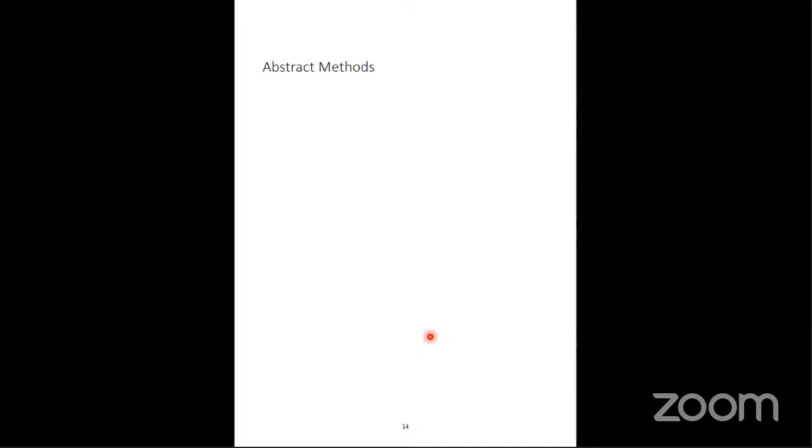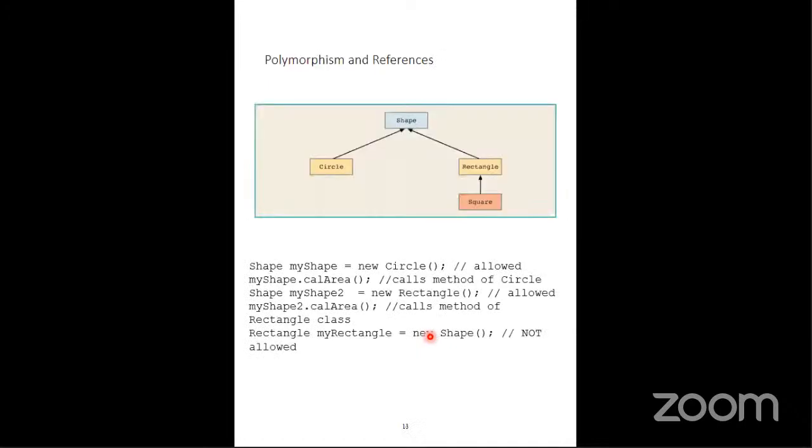Whenever you implement polymorphism, let me go back to the previous diagram. Here I said calculate area of this class will be called, calculate area of this class will be called. What if I have calculate area present in the shape? Can you have calculate area in the shape class? No, you cannot calculate area in the shape class.